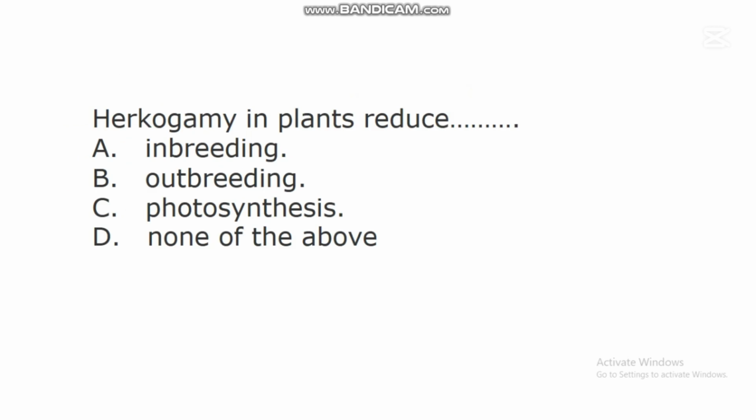The next question says, hercogamy in plants reduces dash. A. Inbreeding. B. Outbreeding. C. Photosynthesis. D. None of the above. In this question, the correct answer is A. Inbreeding. Hercogamy in plants is the separation of the male and the female reproductive structures in plants in order to reduce the risk of inbreeding in these plants. So it's a way that plants reduce inbreeding.